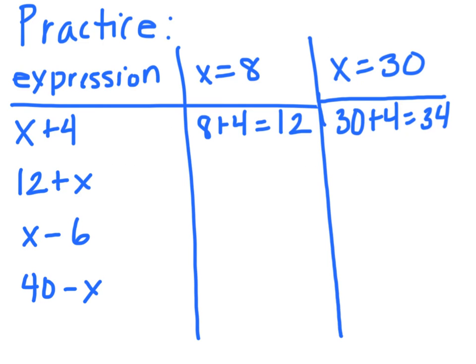Now try this practice problem on your own. Complete the chart by evaluating each of these expressions when x equals 8 or when x equals 30. I filled out the first example for you where x plus 4 equals 8 plus 4 when x is valued at 8, and 30 plus 4 when x is valued at 30. Go ahead and solve these. Press pause while you work. There is another idea to come.